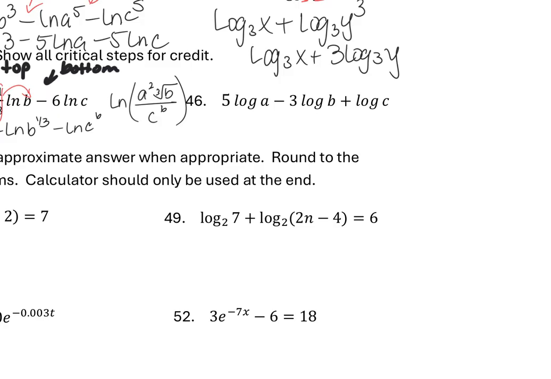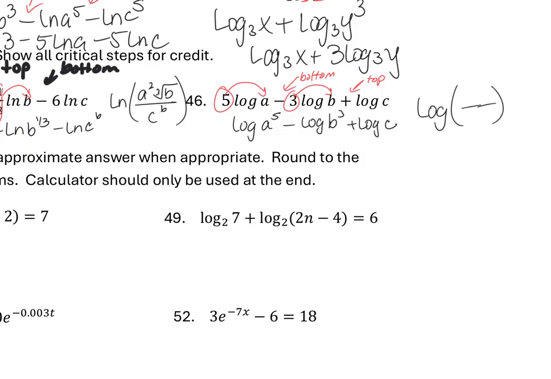Okay, number 46. This is going to go to the bottom, but the c is going to go in the top because it's positive. And my 5 and 3 become exponents. So log of a to the 5th minus log of b cubed plus log of c. Big log with a fraction. A to the 5th and c go in top because they're positive, and b cubed goes in the bottom.